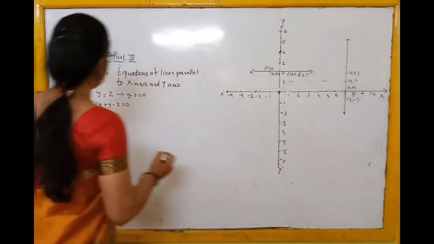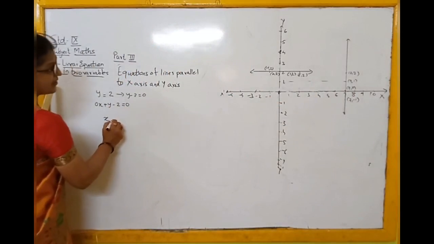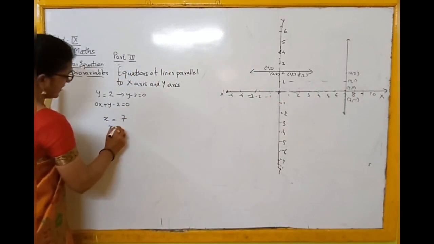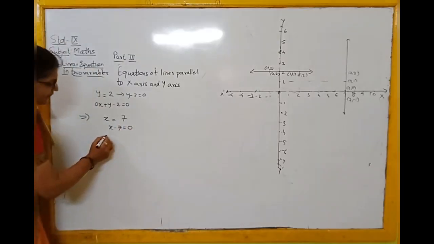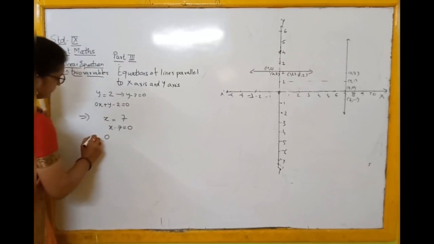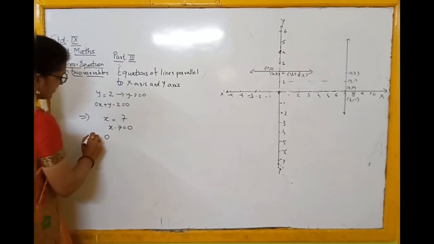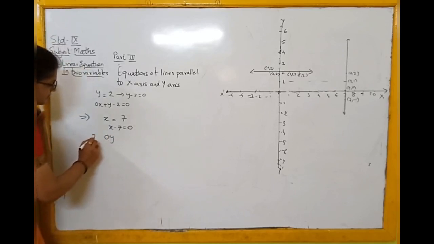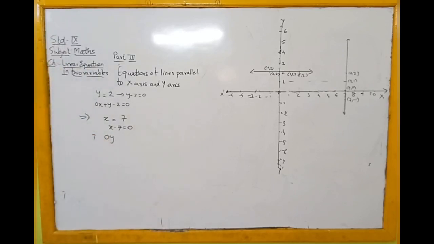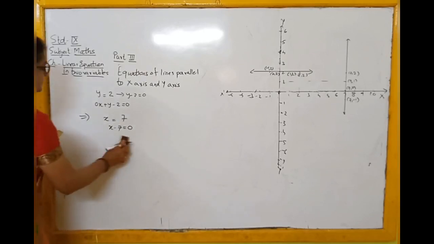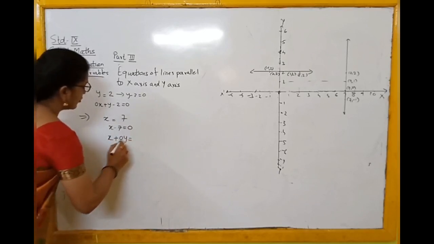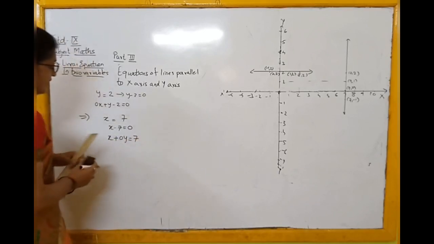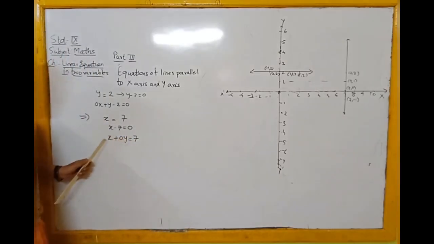So we can write it as x is equal to 7 or x minus 7 is equal to 0. If you want to convert it into the form of a linear equation in two variables, you can write it as x plus 0y is equal to 7. Whatever value of y you are using, you will get the value of x as 7.